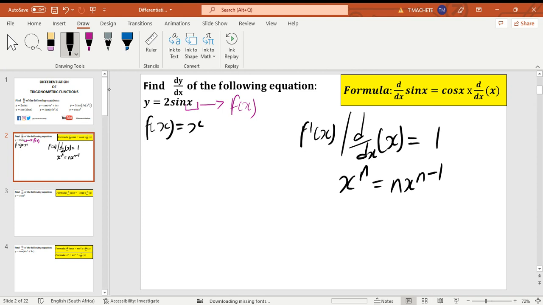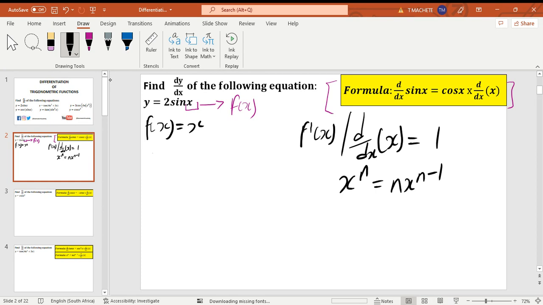Then after finding your f prime, the next step, you have to put that f prime back into the formula. So the formula for differentiation of sine x is here. I wrote the formula on the top right corner here. This is the formula for differentiating sine x. You can find this formula in your formula sheet.